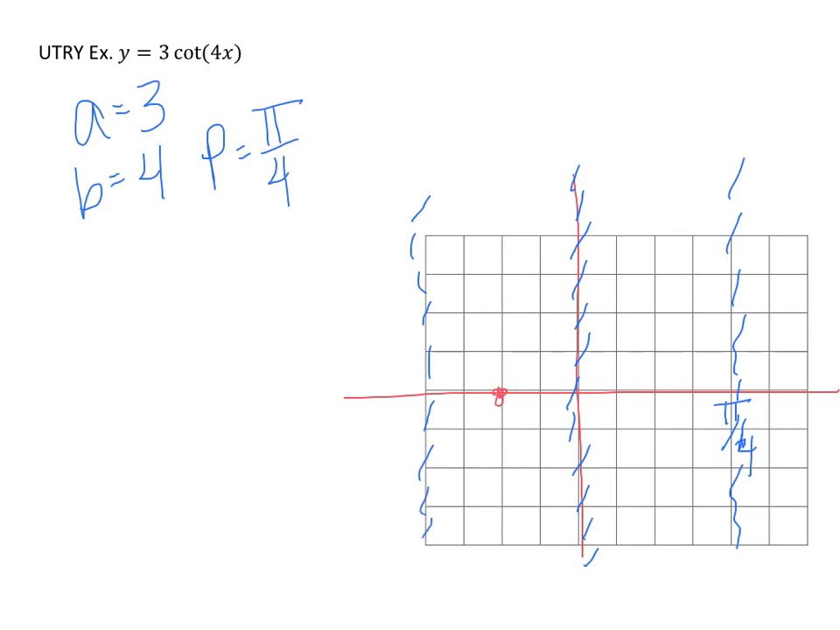I'm going to cross in the middle since I'm not going up or down. Cotangent goes up to down, so I make sure I'm up at 3, down at negative 3. And there you go.